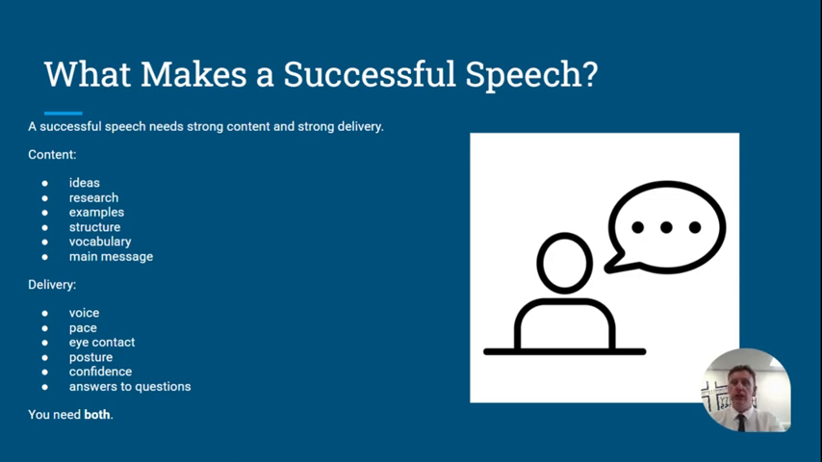It means your voice, your pace, the eye contact that you give to the audience across the course of your speech, your posture, how you stand, the way that you convey confidence in terms of what you're saying, and your ability in the moment to listen to a question and then answer it.